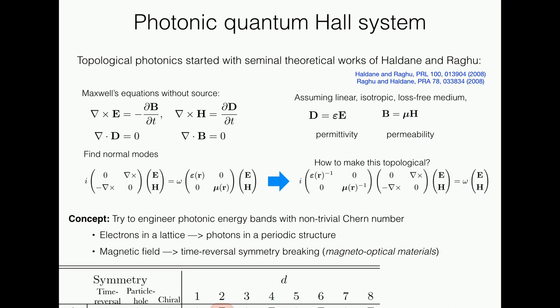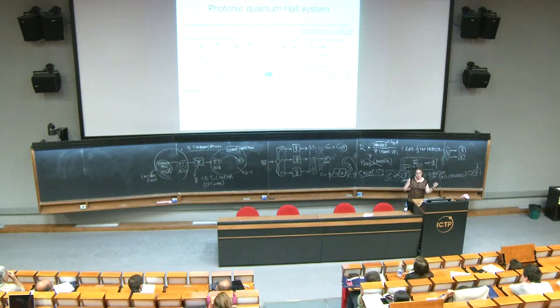The other thing they said is we want a magnetic field. We want to break time reversal symmetry. Photons are not charged. And so how do we, well, okay, fine, photons are also not really the same sort of particles as electrons.